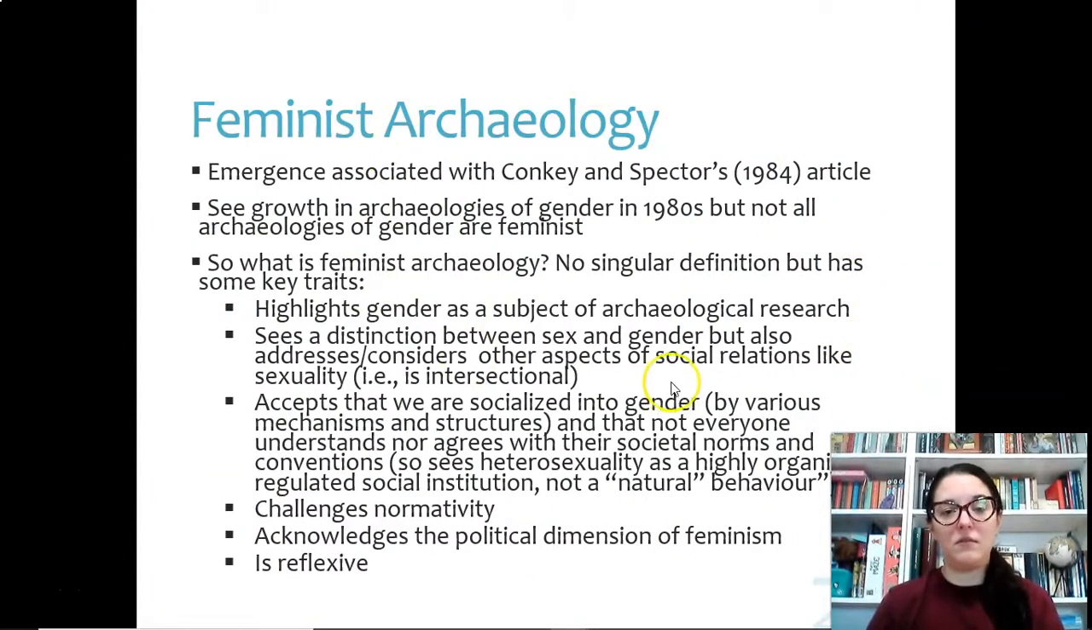Again, this relates explicitly to the feminist approach that we are going to be taking in this course, and how feminist archaeology is very much part of archaeologies of gender. And so again, I wanted to link it back to the readings from last week, where we looked at the work of folks like Conkey and Spector.